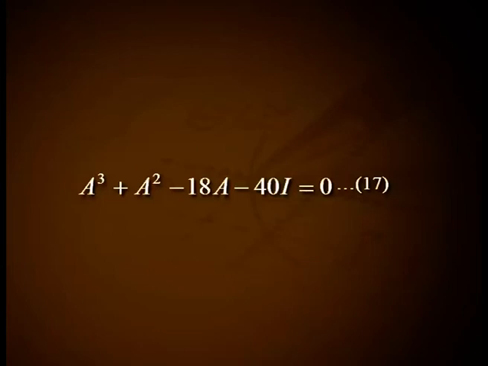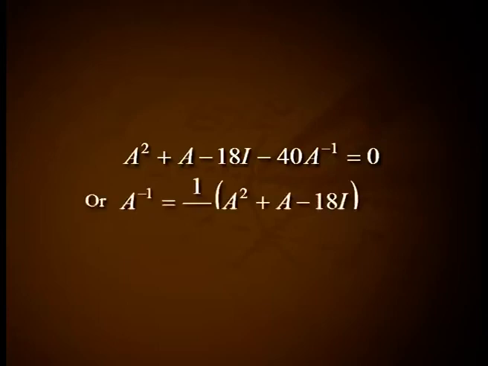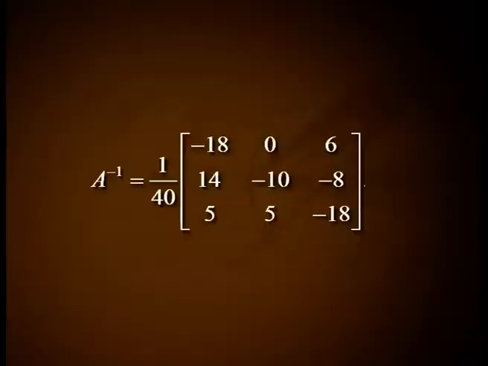A satisfies this equation, A cube plus A square minus 18 into A minus 40 into I equal to 0, equation 17. Pre-multiplying equation 17 by A inverse, we obtain A square plus A minus 18 into I minus 40 into A inverse equal to 0, or A inverse equal to 1 by 40 into (A square plus A minus 18 into I). Substituting the values of A square and A, we obtain A inverse equal to 1 by 40 into matrix minus 18 0 6 14 minus 10 minus 8 5 5 minus 18.